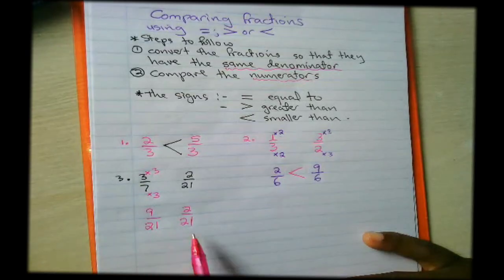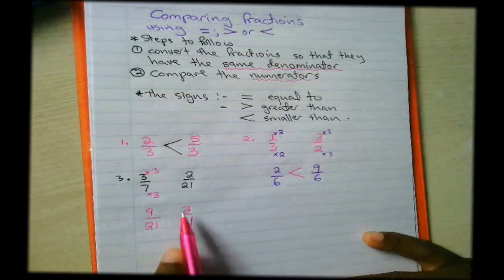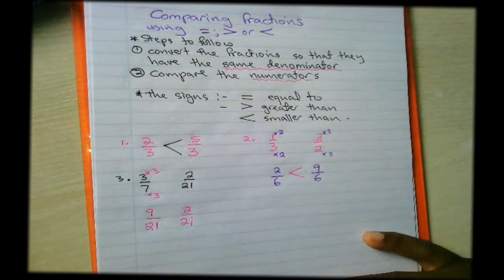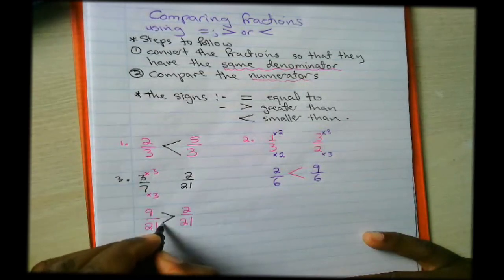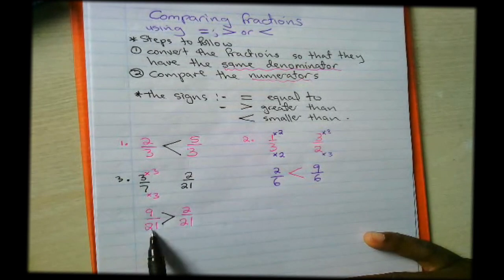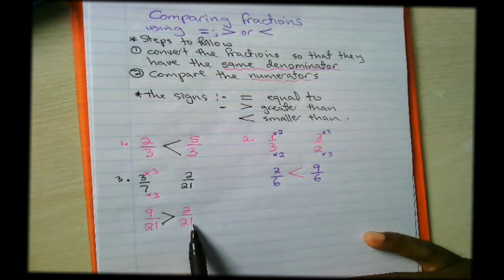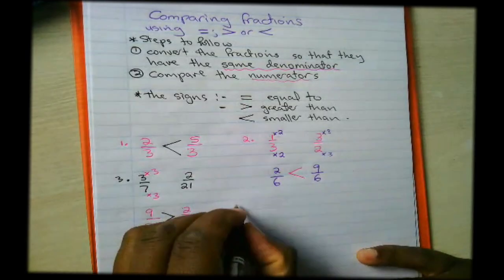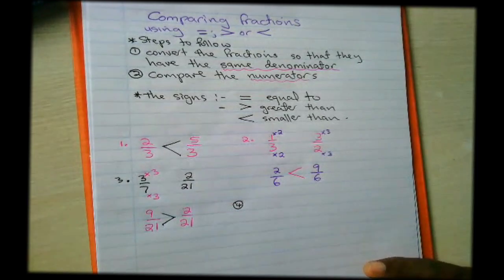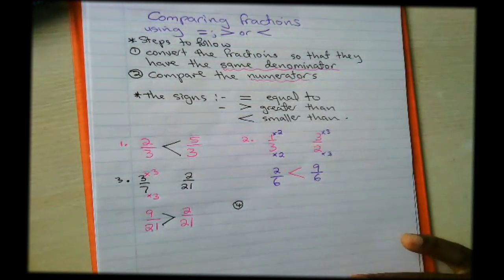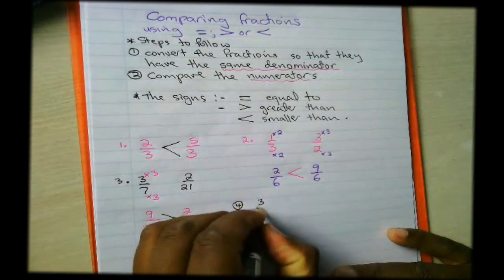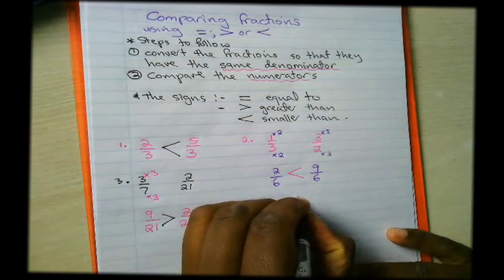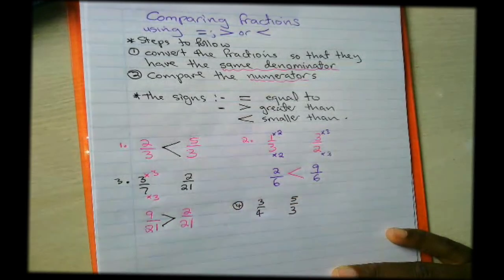Our denominators are the same now. Let's compare the numerators. Which one is bigger between these two? 9 is bigger than 2. So there is our sign: 9 over 21 is greater than 2 over 21. Should I do another one? Number 4. What two fractions can I compare? I have 3 over 4, and then I have 5 over 3.